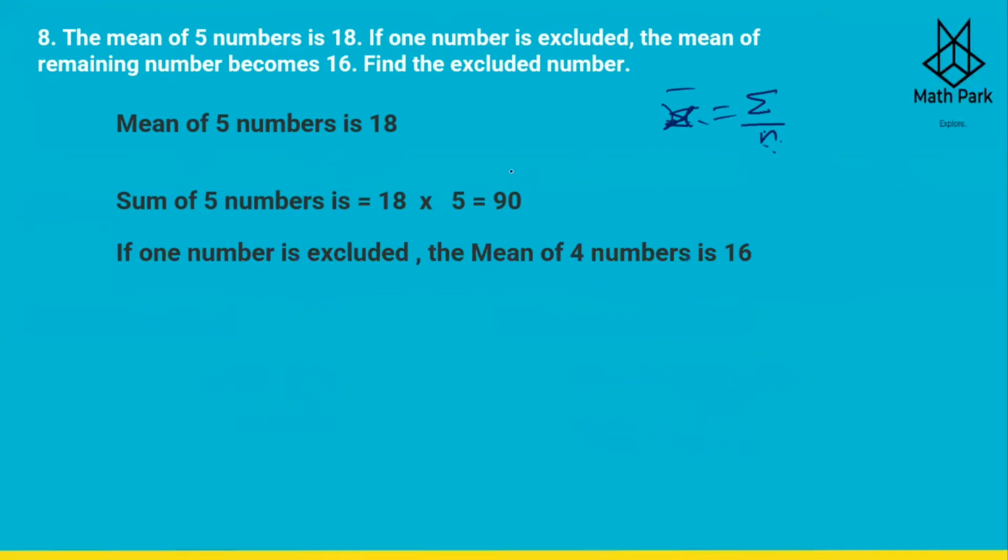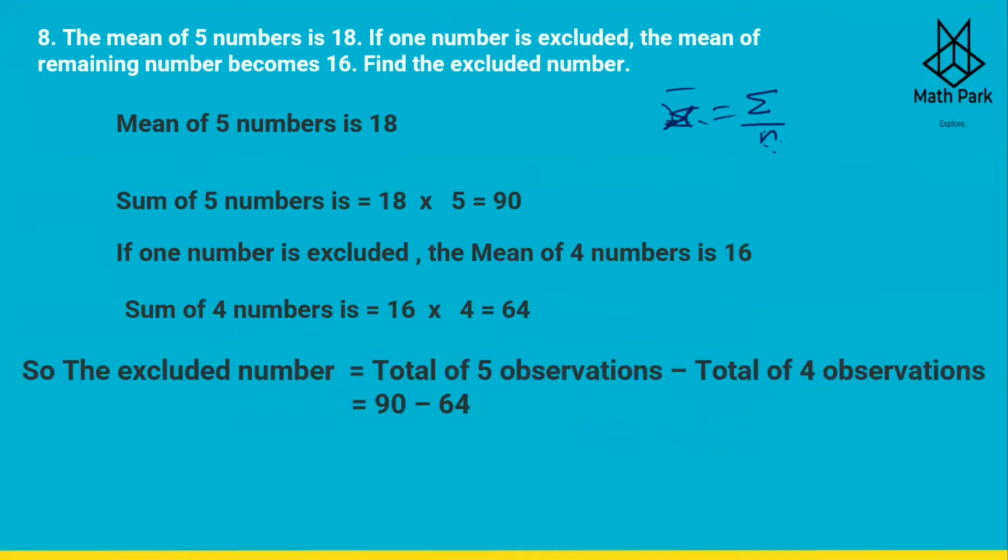If one number is excluded, the mean of 4 numbers becomes 16. So the sum of 4 numbers is 16 times 4, which is 64. So the excluded number is equal to the total of 5 observations, which is 90, minus the total of 4 observations, which is 64. 90 minus 64, you get 26. Got it?